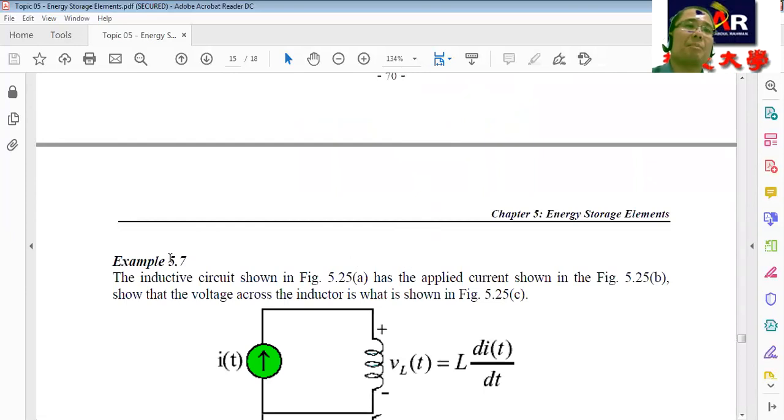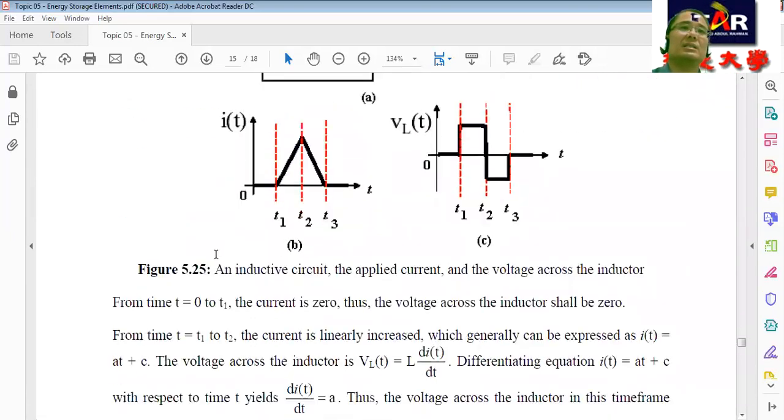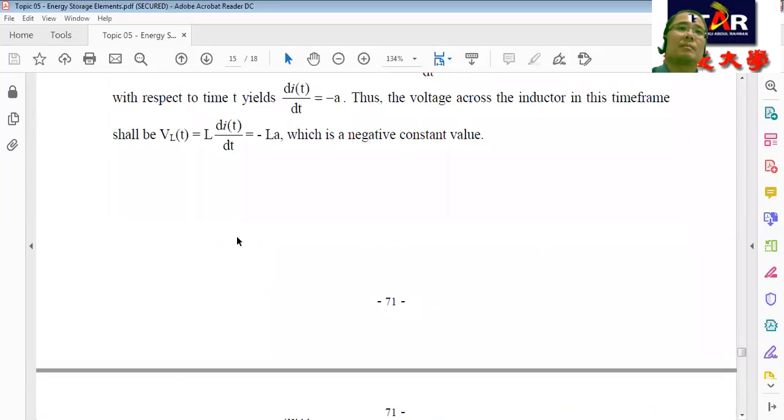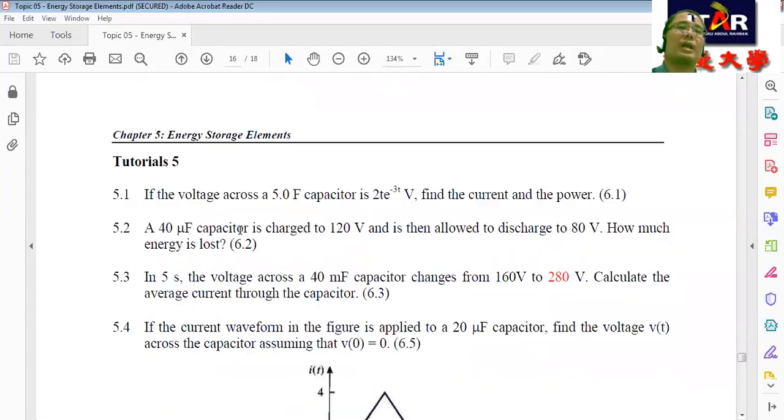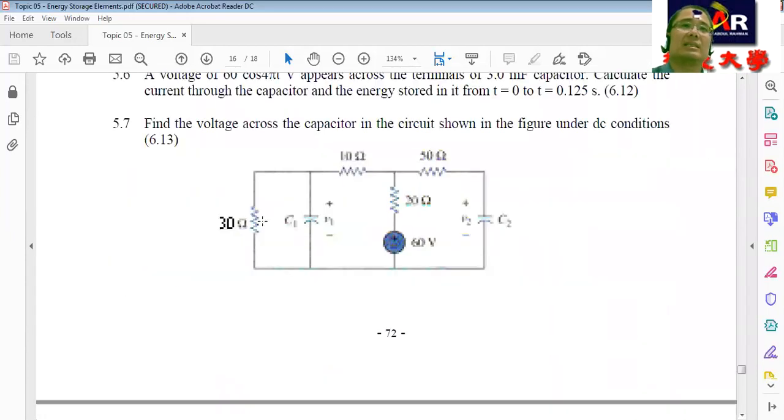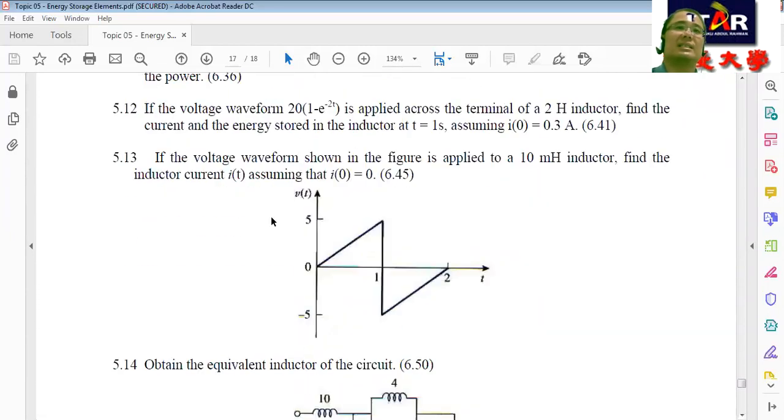So example 5.7 we will cover in the full lecture. After finishing this lecture, we will do tutorial 5 in the tutorial session.